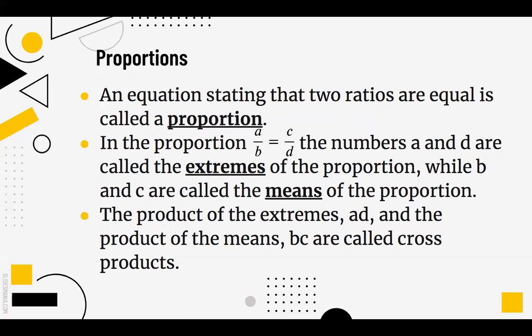And so A and D are your extremes and B and C are your means. You don't necessarily have to remember that they're called means and extremes, but you do need to remember their locations, because A is always diagonal from D, and C is always diagonal from B, so that when you find the cross product, they are equal. So AD is equal to BC.